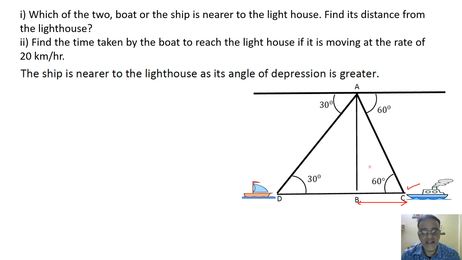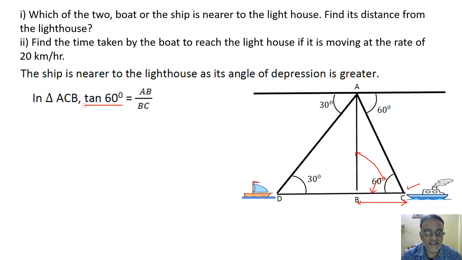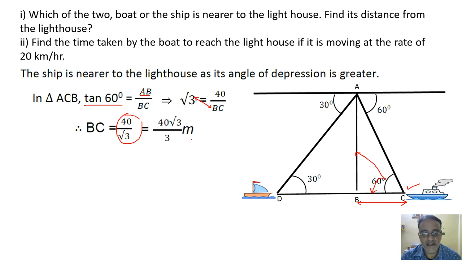So in triangle ACB, tan 60 degree is equals to AB upon BC, right? So what is the value of tan 60 degree? Root 3. AB 40 दिया हुआ है, and BC we need to find. So इसको interchange करेंगे तो BC हो जाएगा 40 upon root 3. So इसको rationalize करना है हम लोग को. So 40 root 3 upon 3 meter. This is the final answer for BC, right?